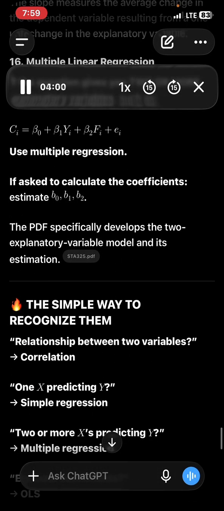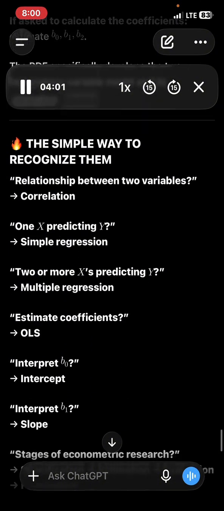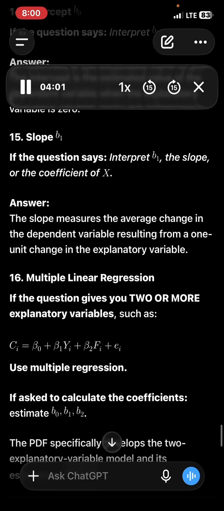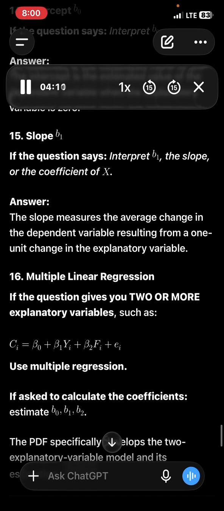14. Intercept B0. If the question says, interpret B0. Answer, the expected value of the dependent variable when the explanatory variable is 0. 15. Slope B1. If the question says, interpret B1, the slope or the coefficient of x. Answer, the slope measures the average change in the dependent variable resulting from a one-unit change in the explanatory variable.